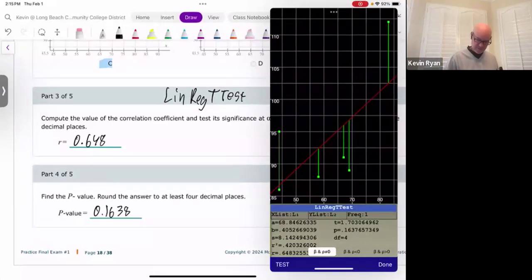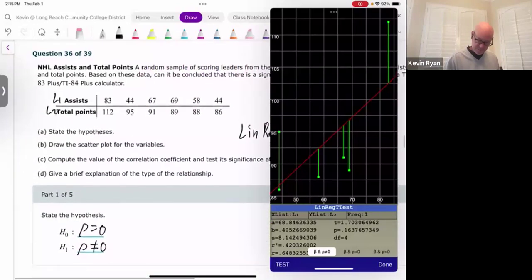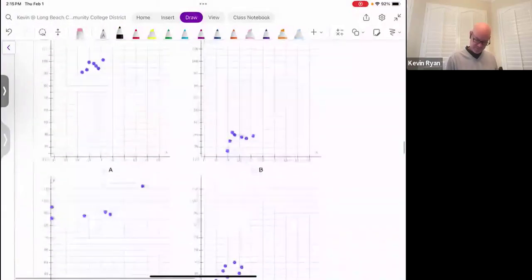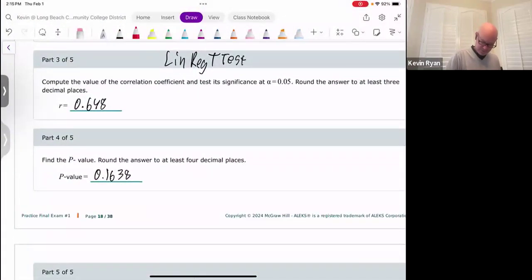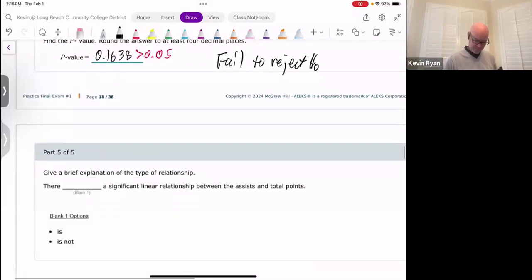All right, and the p-value, I already forget what the alpha was. What was the alpha from the original problem? It's being covered up. There it is, 0.05. So this is way bigger than 0.05, which means we're going to fail to reject the null hypothesis. Which means there is not a significant linear relationship between the assists and total points.